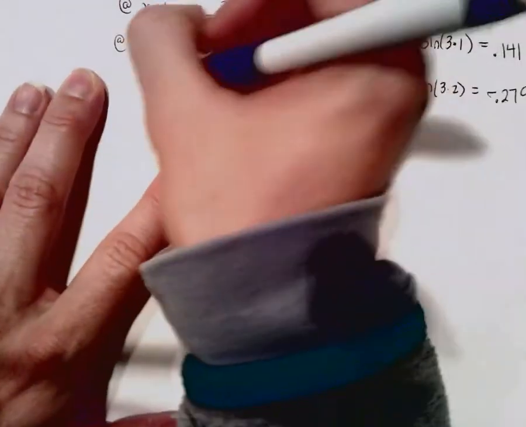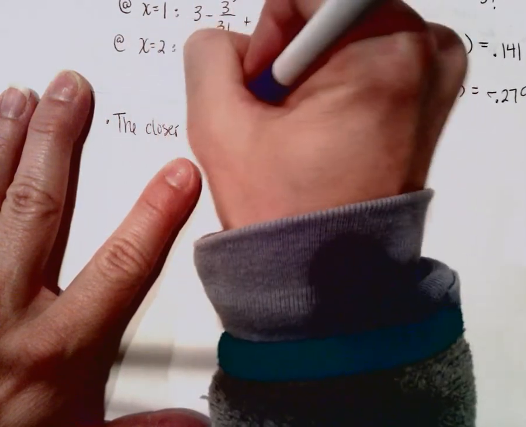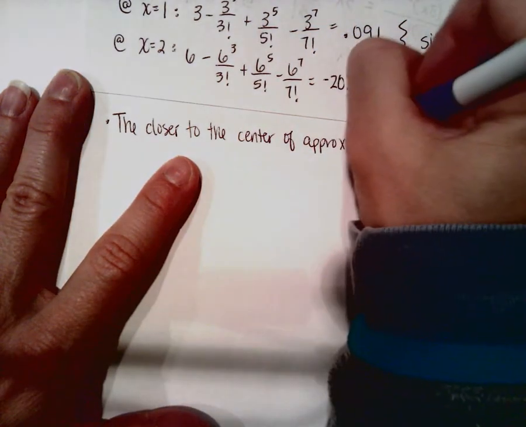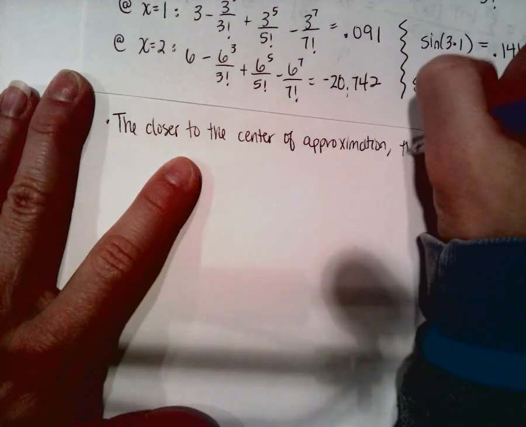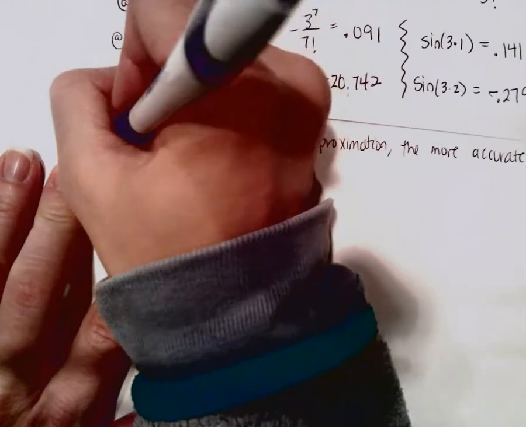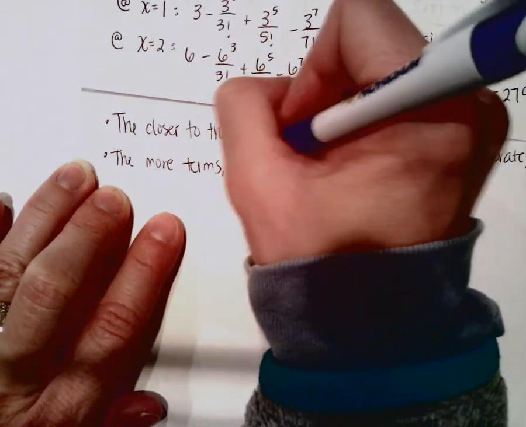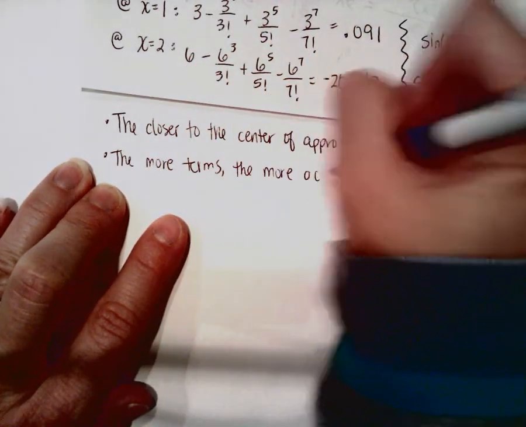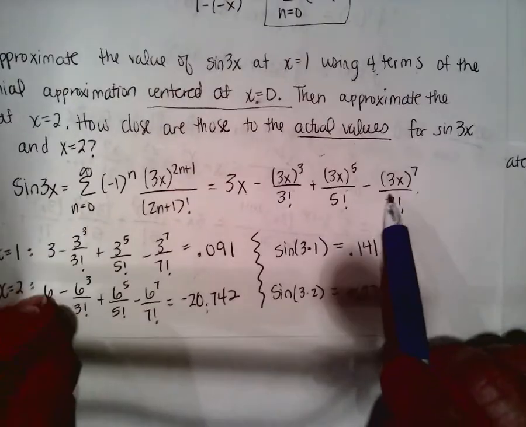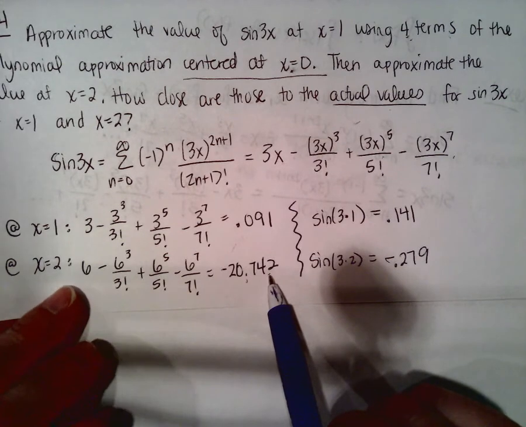So the closer to the center of approximation, the more accurate. And then also the more terms, the more accurate. So if I had used, instead of 4 terms, 6 terms or 7 or 8 terms, the approximations at both 1 and 2 would become more accurate.